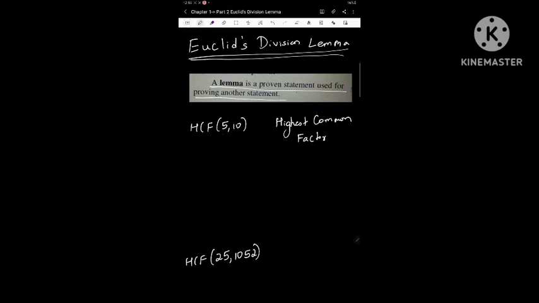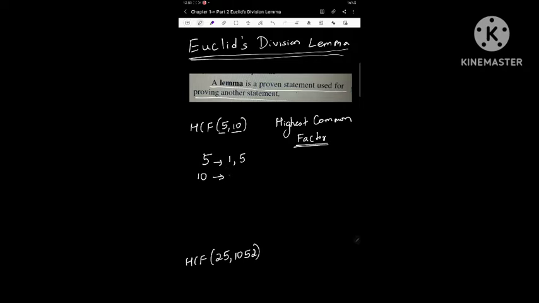Let's try to find the HCF of two numbers, that is 5 and 10. First, we are supposed to find the factors of 5 and 10. Factors of 5 are 1 and 5. A factor is that number which divides another number. We know that 1 divides 5, so 1 is a factor of 5, and 5 divides 5, so 5 is also a factor of 5.